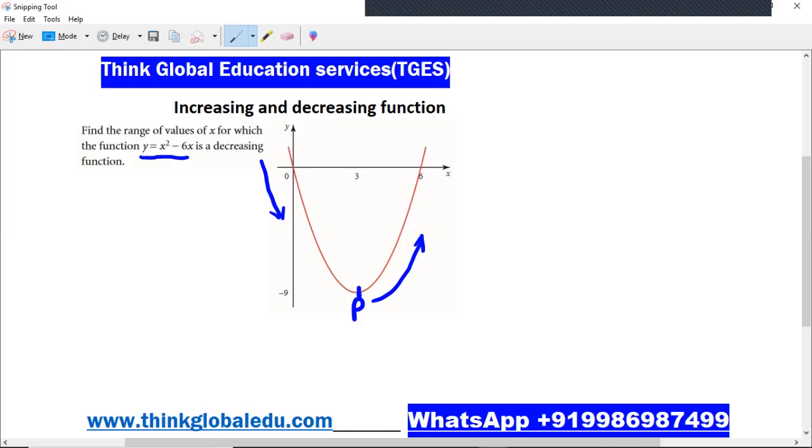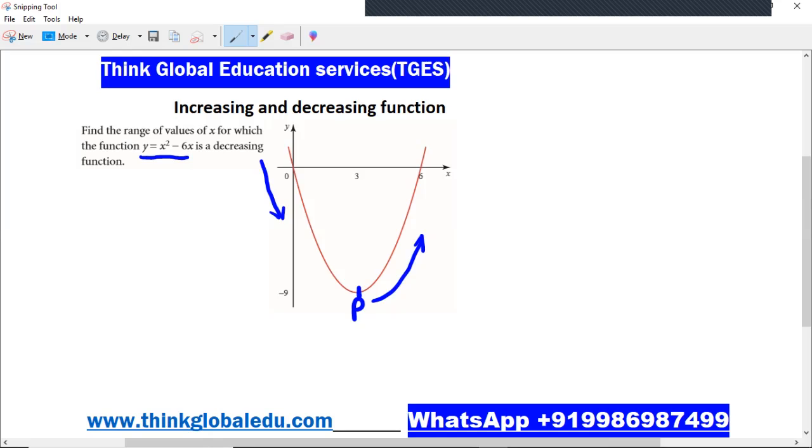If we don't plot the graph of this function, still we can find out for what values of x this function is increasing, and for what values of x this function is decreasing. So what is that way? First we'll find the coordinates of this vertex. If we have the vertex on the curve, it is easy to find its coordinates.